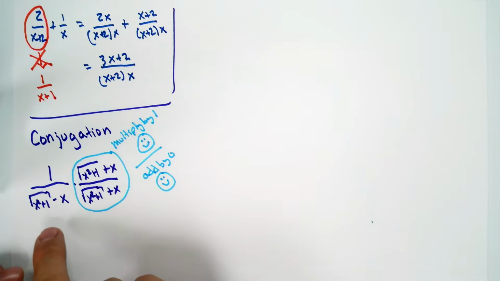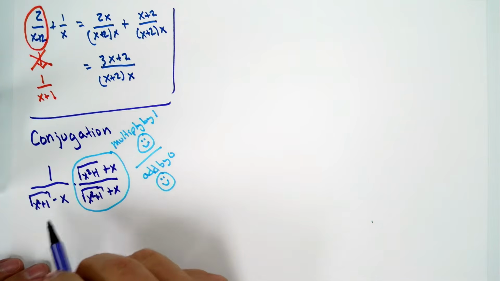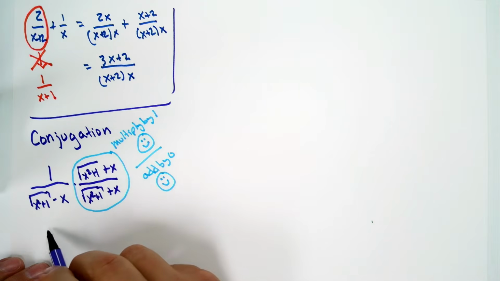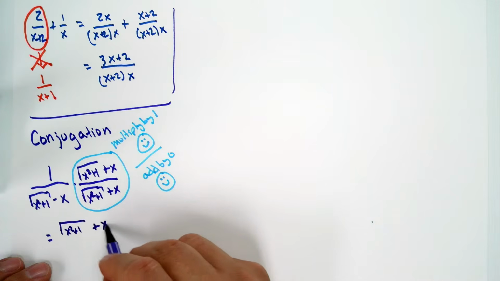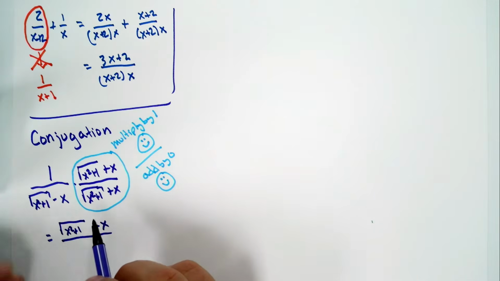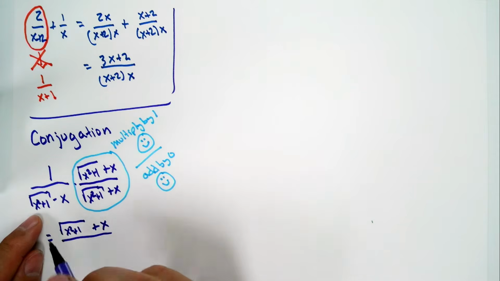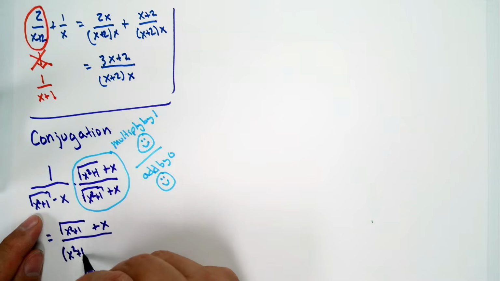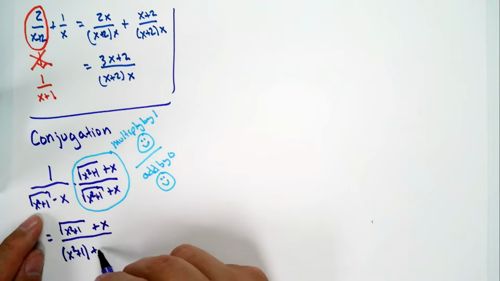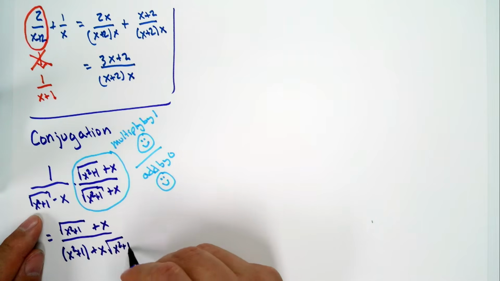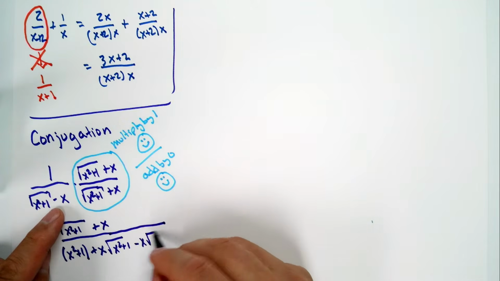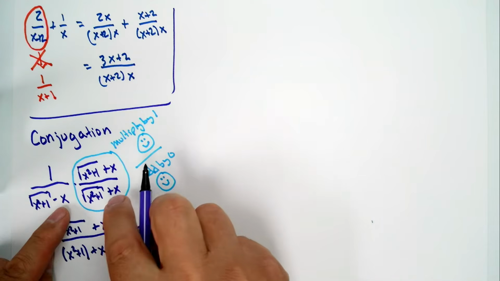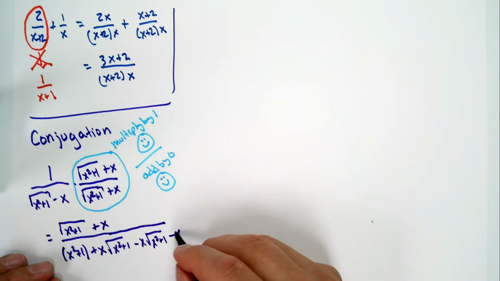In this case, the conjugate actually is nice. Upstairs, 1 times that part, and remember, it's times the whole thing, gives us square root of x squared plus 1 plus x. Downstairs, square root of x squared plus 1 times square root of x squared plus 1 produces x squared plus 1. Then we have plus x times square root of x squared plus 1. It's getting longer. Minus x times square root of x squared plus 1. And then minus x times plus x is minus x squared.